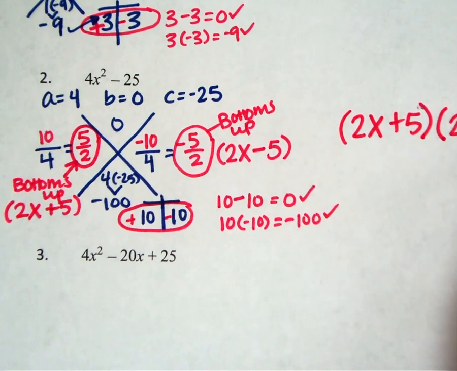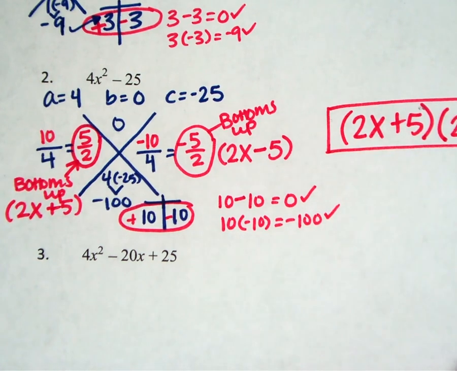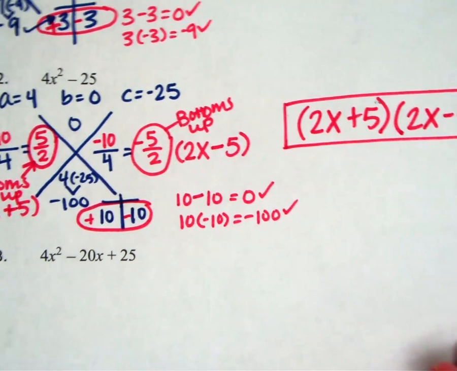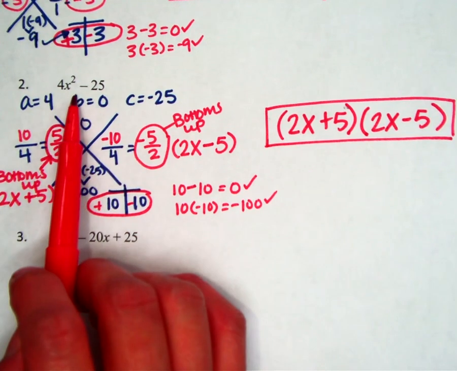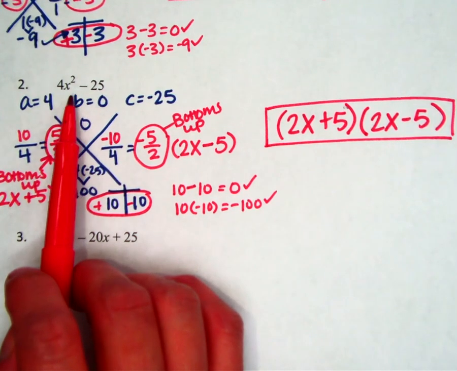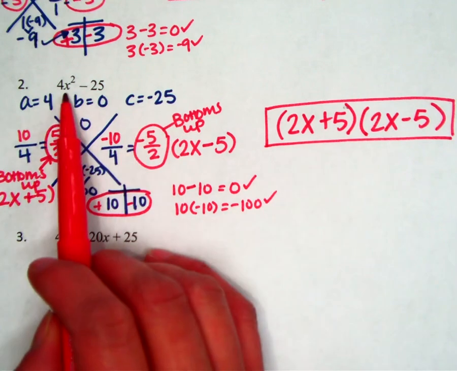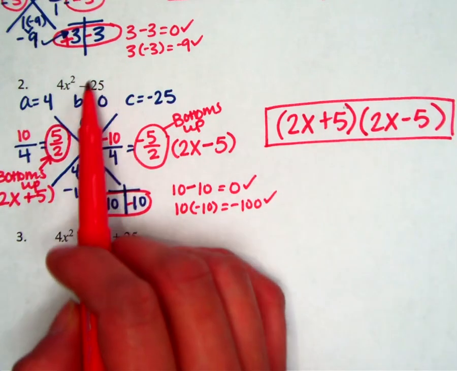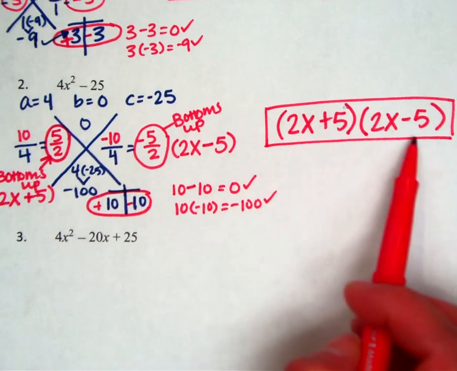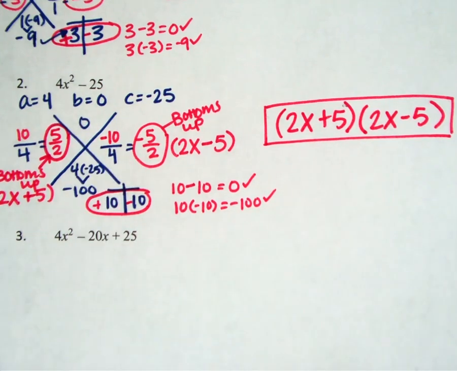minus 5. And so if you go back and you think about the difference of two squares, and you look at this, I can quickly identify it's a difference of two squares because b is 0 in the middle. You're taking the square root of 4, that's 2. Square root of x squared is x, so 2x on each of these first terms. Square root of 25 is 5, one's plus and one's minus in order for that middle term to cancel out.